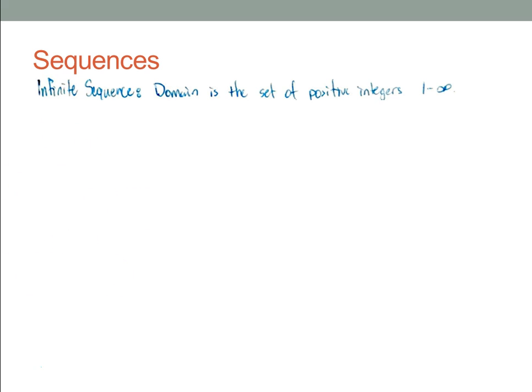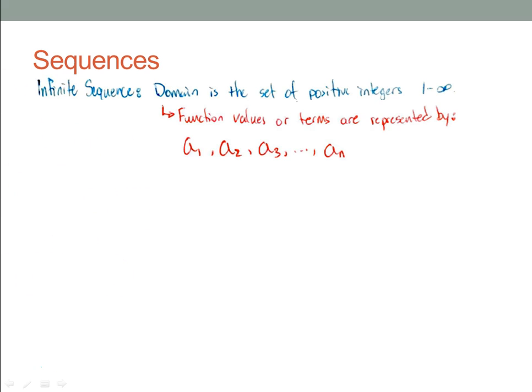Now, the next part is that the function's values, or terms, are represented by this notation: a sub 1, a sub 2, a sub 3, and so on till a sub n. Let's take a moment and talk about this. A sub 1 just means the very first term, hence the 1. A sub 2 means the second term in the sequence. A sub 3 means the third term, up until a sub n, which is the nth term, or a term that we define. If I wanted the 75th term, then this would be 75.